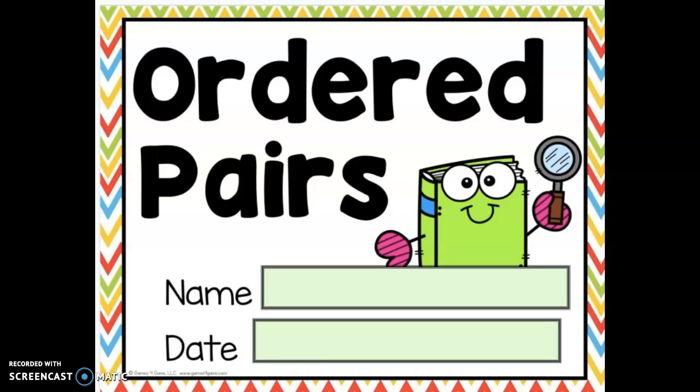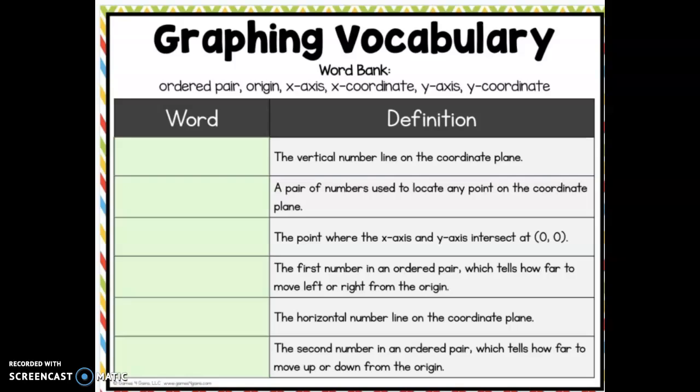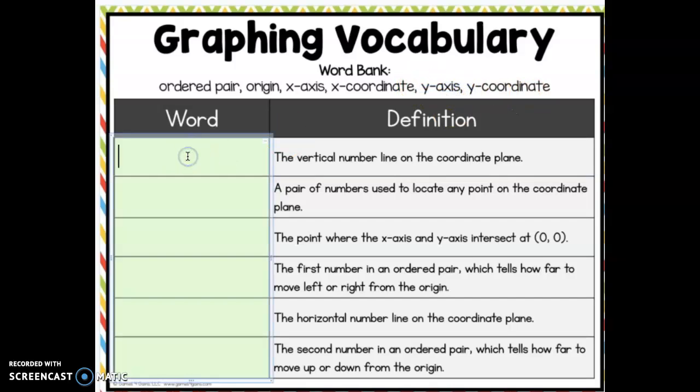So, I'm here to help you though. We're going to go ahead and get started. You're going to put your name and the date. We're going to start with the second slide. So, the first definition says, the vertical number line on the coordinate plane. Well, the vertical number line that goes up and down is called the y-axis. So I'm going to type that in, y-axis.